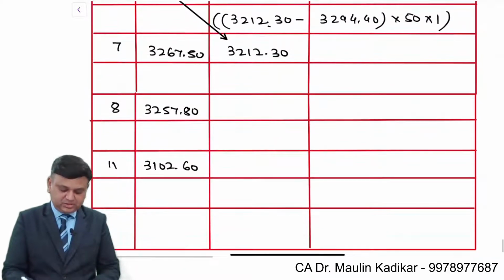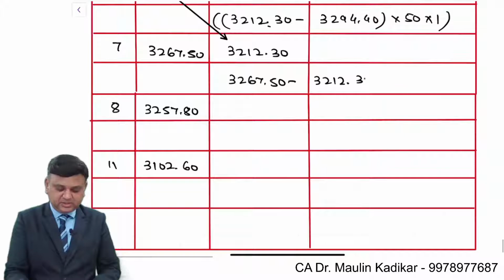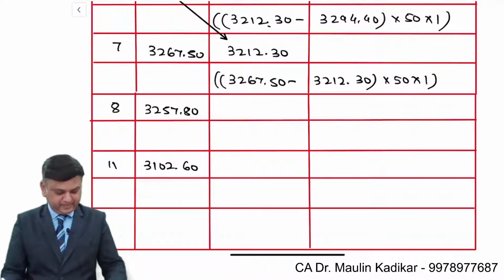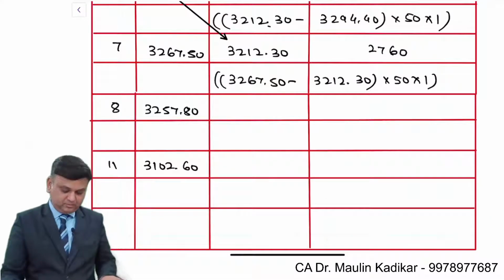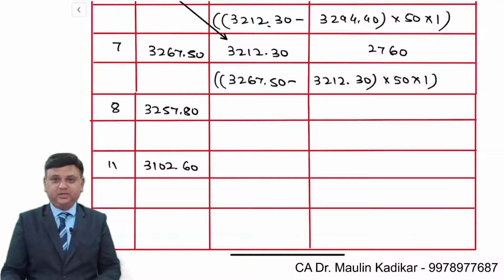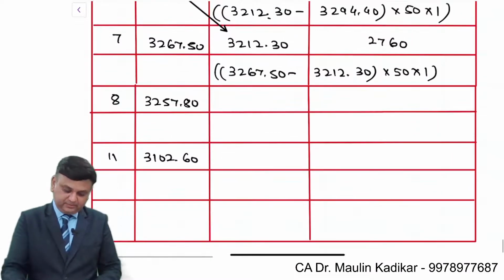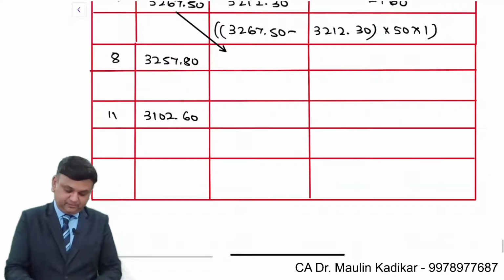So now the profit or loss, 3267.5 minus 3212.30. Difference of that is the profit or loss into lot size into number of contracts. So the answer is 55.2 into 50, that is 2760, and this time it is positive, so there is a profit. Then this will become the purchase price, 3267.5.